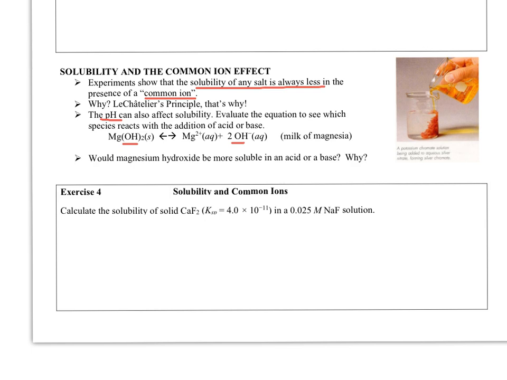So, for example, if I were to add a base, like hydroxide, that's going to increase my amount of hydroxide. And so when I add a base, what's that going to do? That's going to actually decrease the solubility. From Le Chatelier, it shifts left. So if I increase that hydroxide, that's going to shift it left.